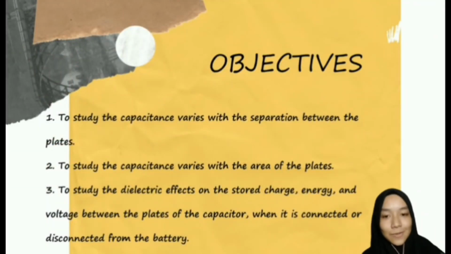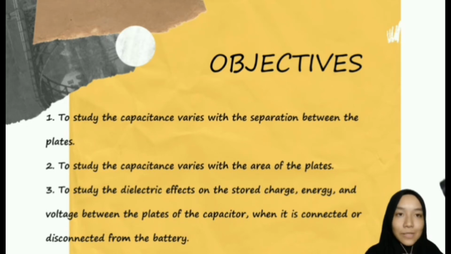Hello, Assalamualaikum warahmatullahi wabarakatuh. My name is Nuraryani binti Mohamad Nor, and we will move on into experiment 2, which is called capacitance. Before we move on into procedure, I will talk about the objective for the experiment.